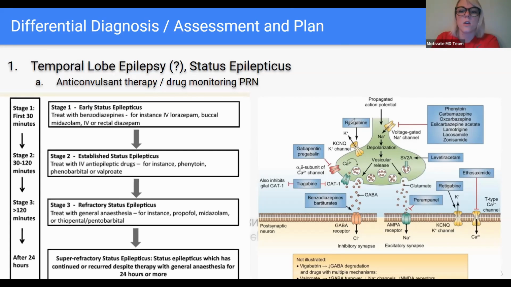So we see different drugs here like phenytoin work on these voltage gated sodium channels in the synapse of the neuron. Same thing like lamotrigine, carbamazepine, those are some that you may have heard of. Levetiracetam works on some of these vesicles, specifically here on the SV2A receptor there. And then we have different things that work on calcium channels. Ethosuximide is one of them.